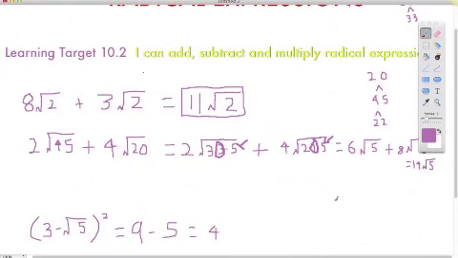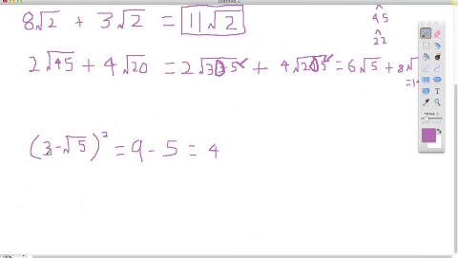Let's do this last one here. We have 3 minus the square root of 5, all of it squared. If you've taken pre-algebra and the beginning of algebra 1, you know that there are opposites for each method of solving something. There's always an opposite.